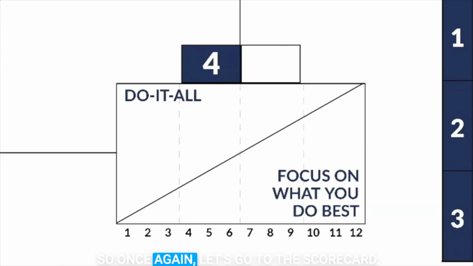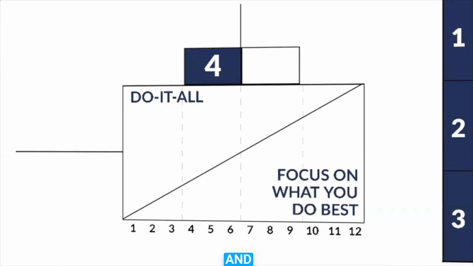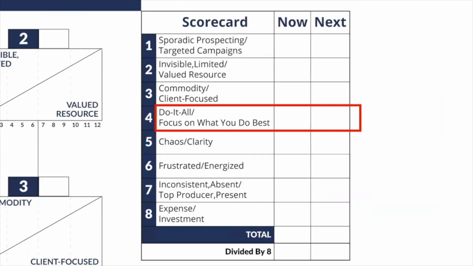So once again, let's go to the scorecard. Here in number 4, I want you to write down, do it all or focus on what you do best. And be honest, where are you now in your business? Where do you want to be a year from now? Put down those 2 scores. Again, this is just you. No one's going to see these, so don't worry. Just you by yourself rating where you are today and where you want to be a year from now.